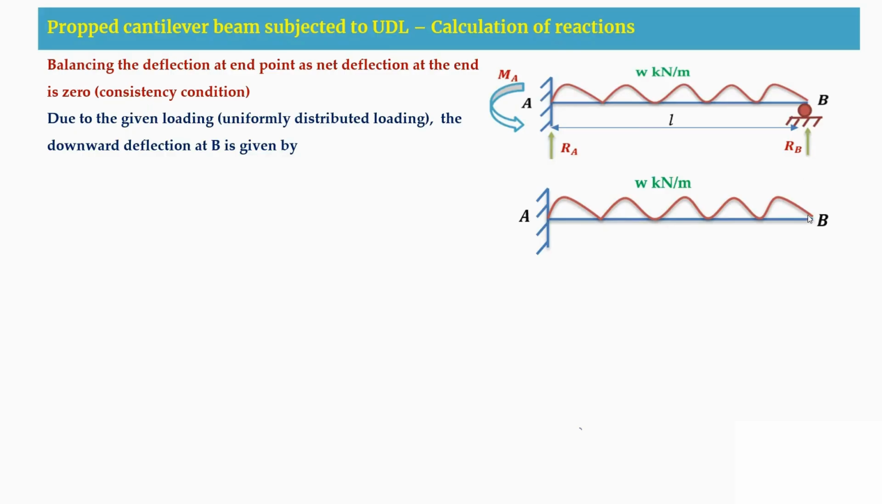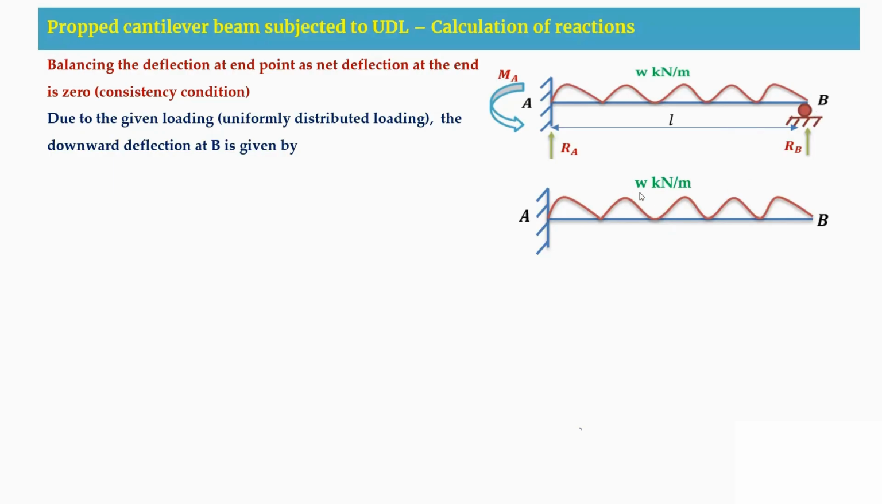So the net deflection at point B will be equal to 0, as we don't have any settlement condition, since we are considering the prop to be a rigid prop. That is the reason we write here, balancing the deflection at the end point: the net deflection at the end will be equal to 0. This condition we can also call the consistency condition.